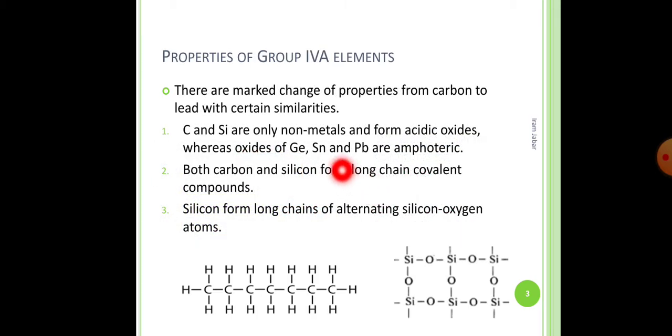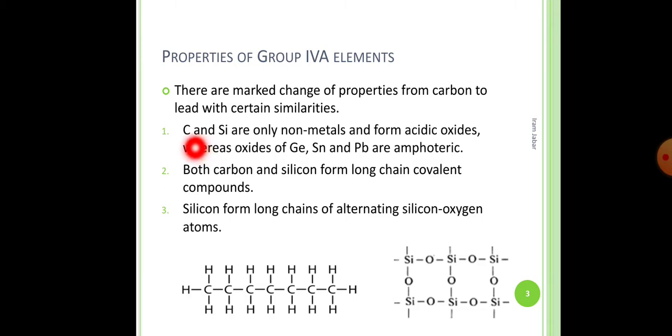Now we will discuss properties of group 4A elements. The reason elements are placed in group 4A: first reason is that they all contain 4 electrons. That's why they are placed in group 4A. But there is a very marked change in properties when we move from carbon to lead, despite similarities.